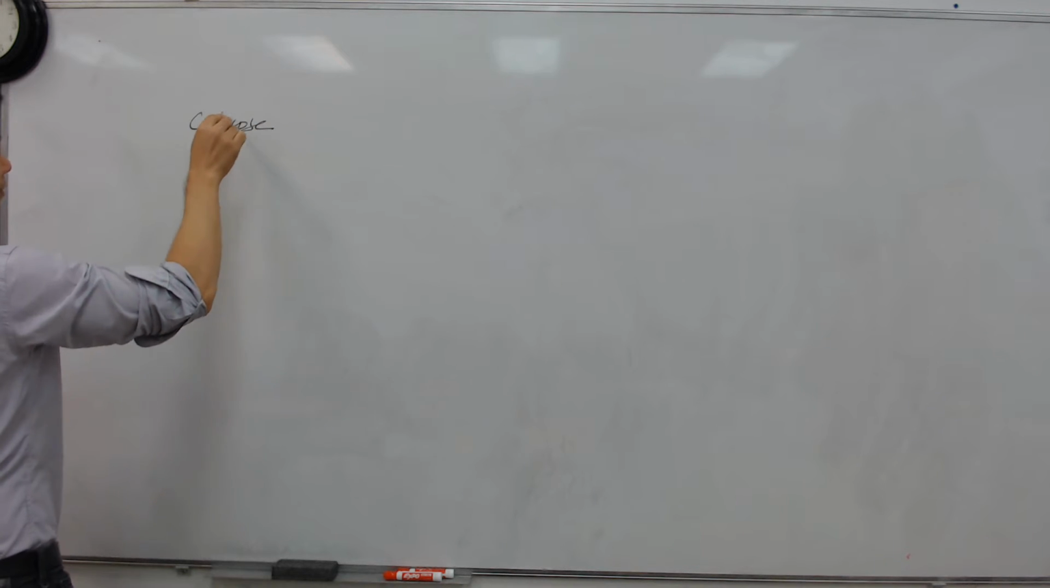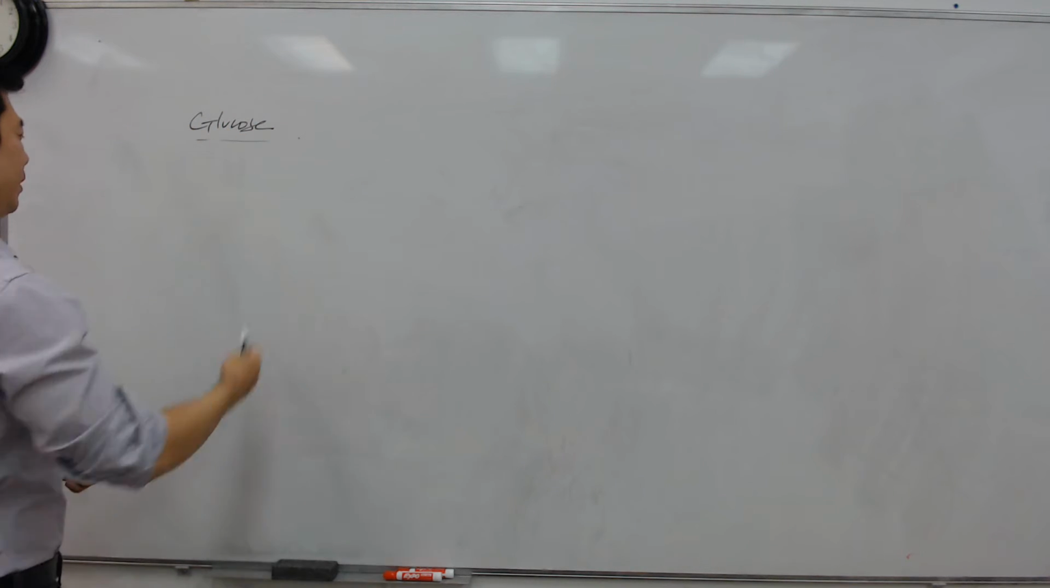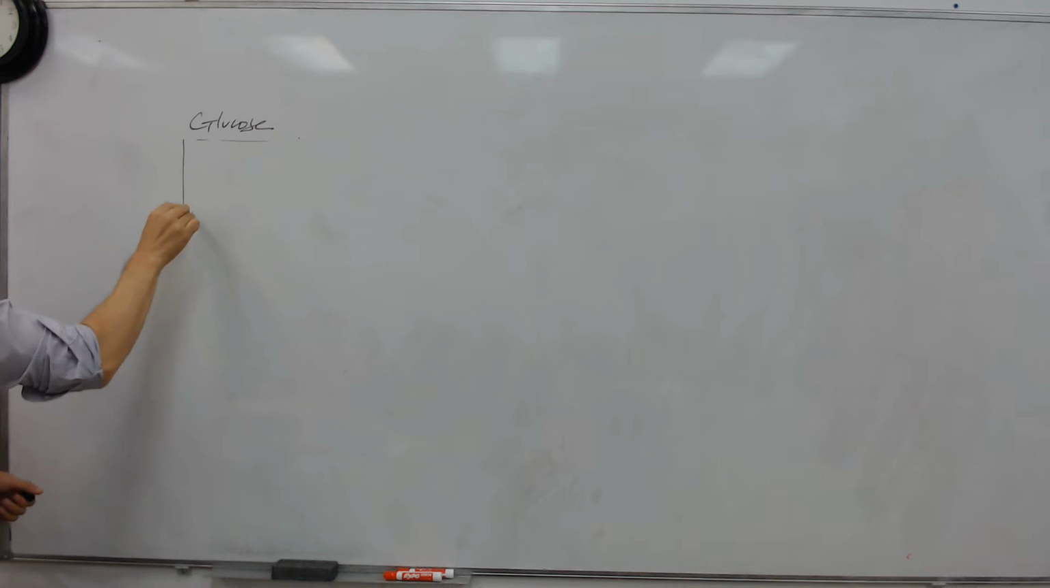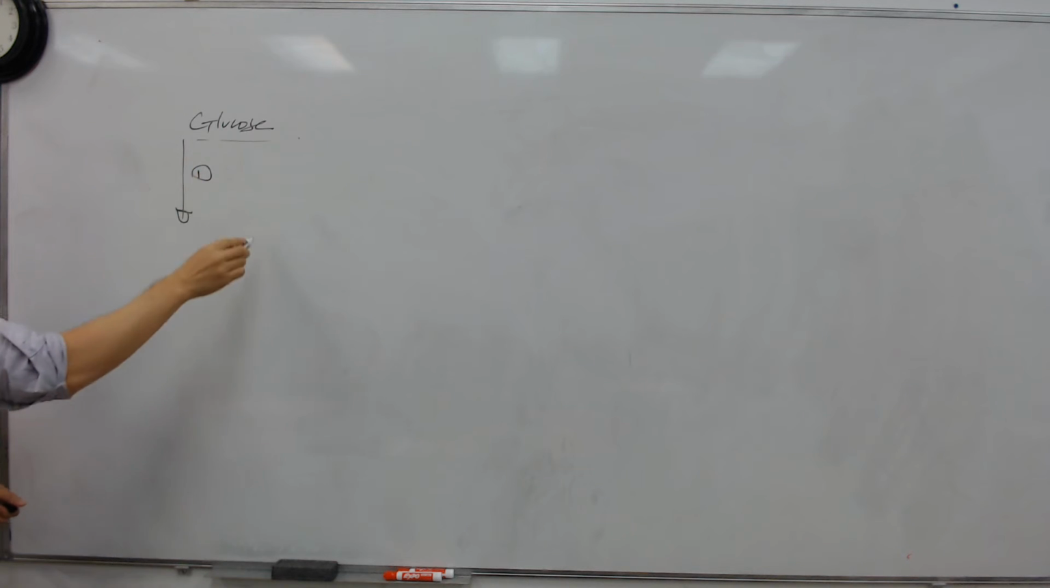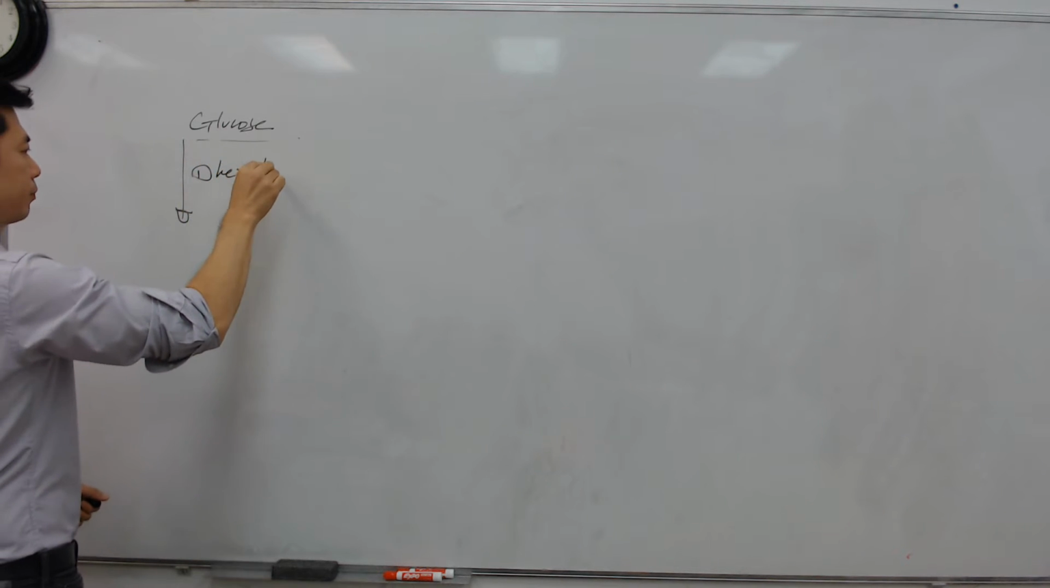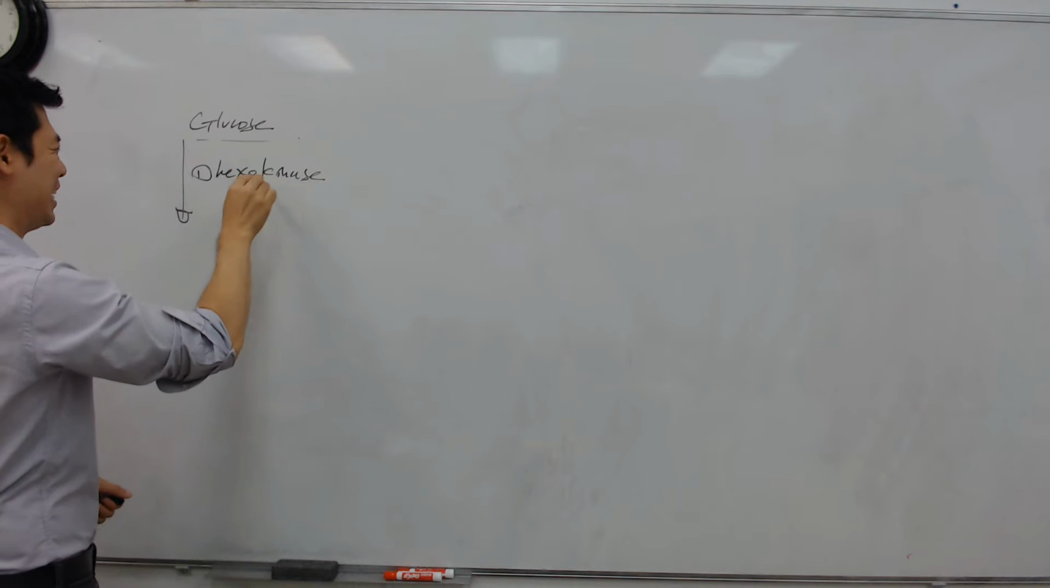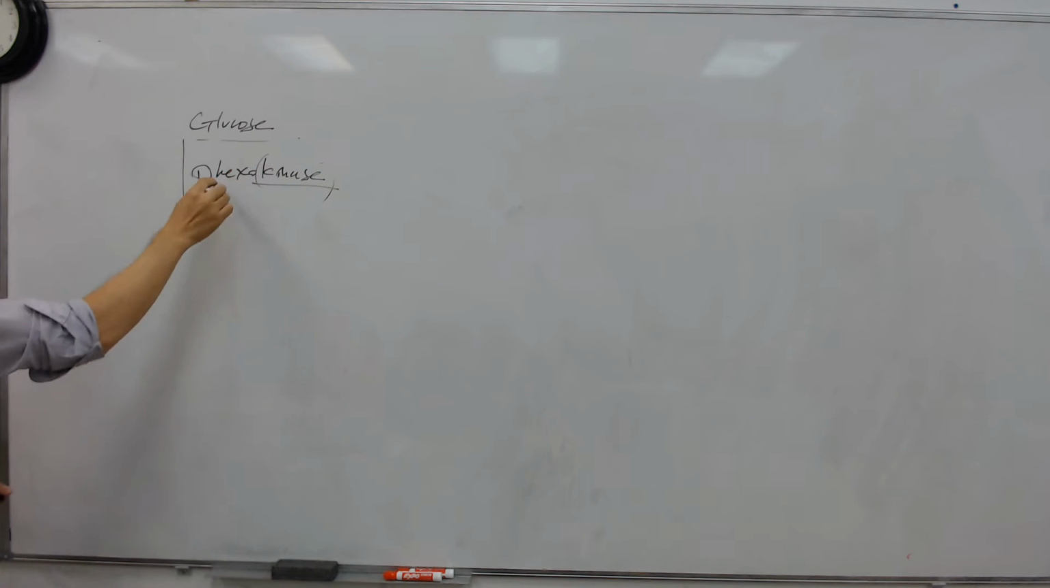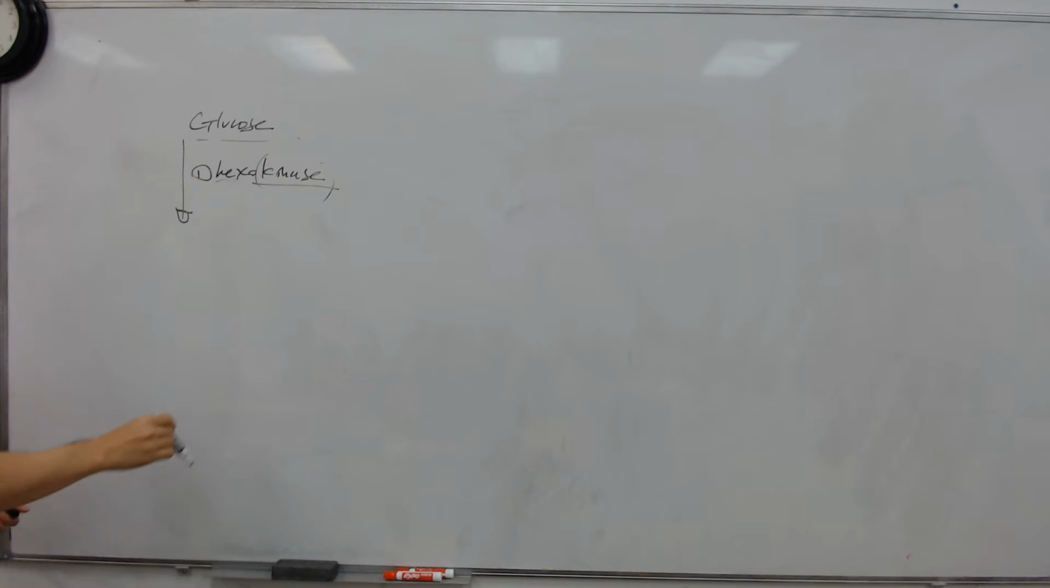It's better to look at your reading, guys, if you have it out. So glucose, the first step, there's an enzyme called hexokinase. So you have to understand what kinase represents. Hexo means a sugar with 6 carbons. Hexokinase. So you need to understand the function of kinase.